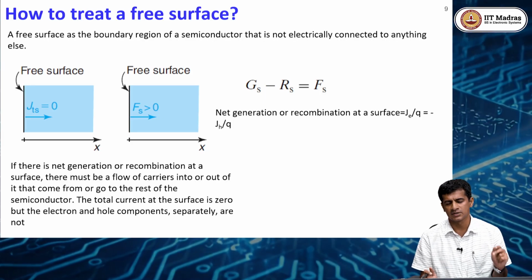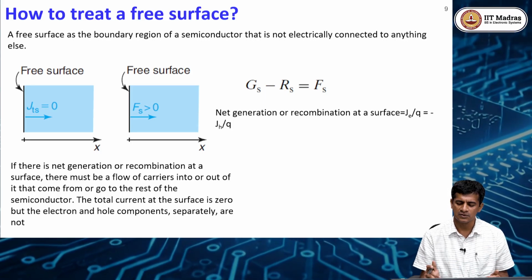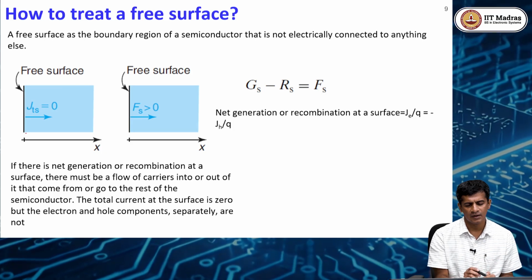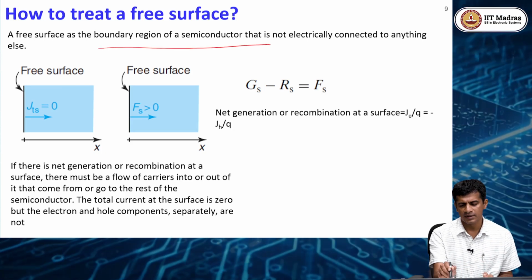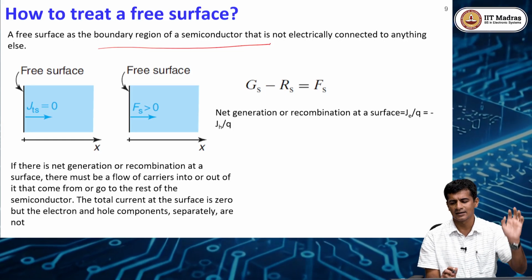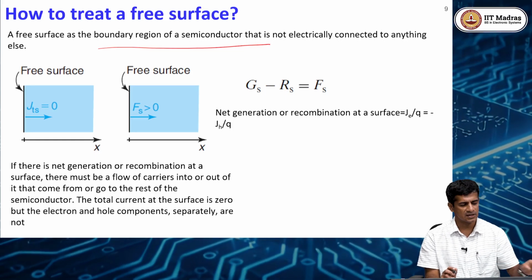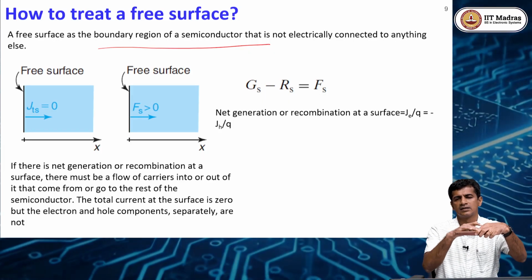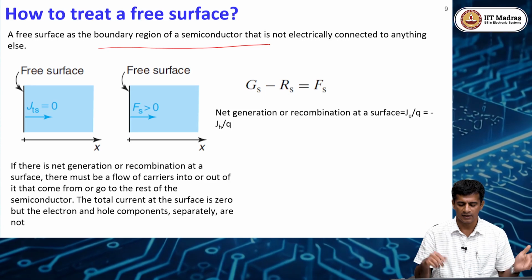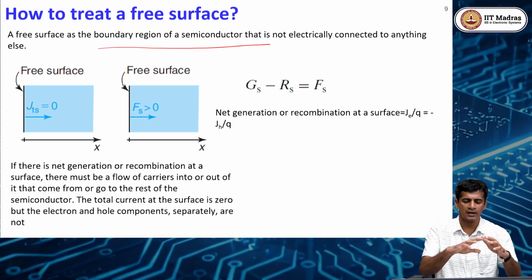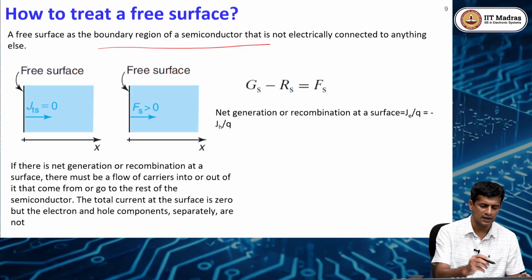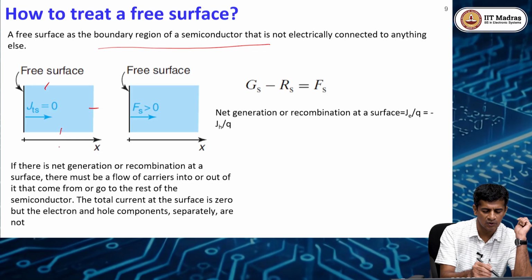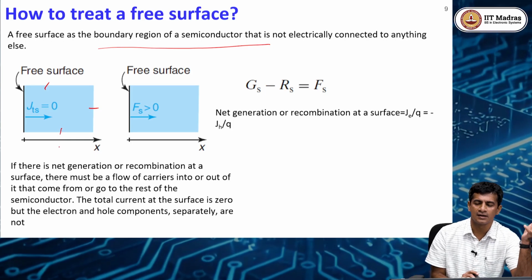There are two types of surfaces. One is known as a free surface. Suppose this is a body here, and you have a free surface here. This is the boundary region of a semiconductor that is not electrically connected to anything else. For example, this is a semiconductor body, and I can say that this top surface is a free surface. It's not electrically connected. If this is sitting in a vacuum or something, then every surface is like this one. It could be a free surface depending upon the other conditions.